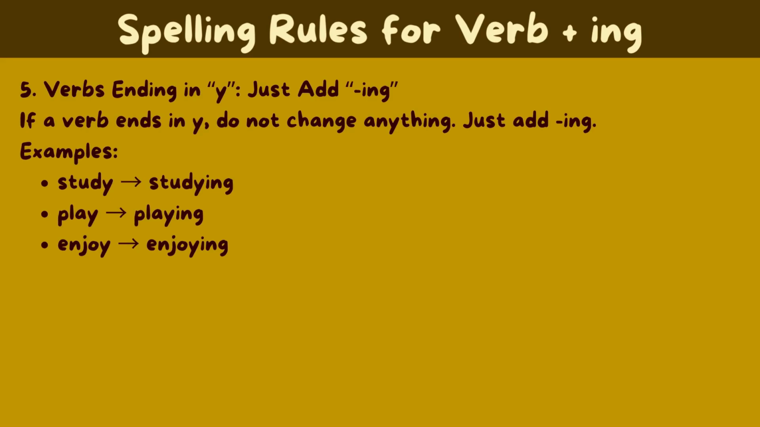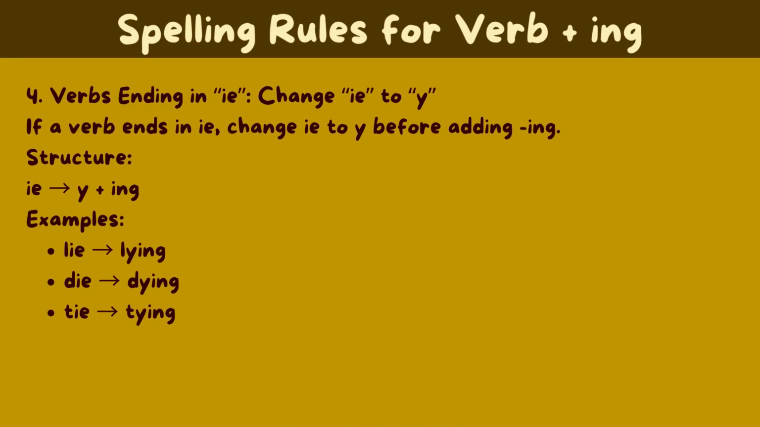Fourth, if a verb ends in ie, we change ie to y before adding ing. For example, lie becomes lying, die becomes dying, and tie becomes tying. Finally, if a verb ends in y, we simply add ing without changing the y. For example, study becomes studying, play becomes playing, and enjoy becomes enjoying.